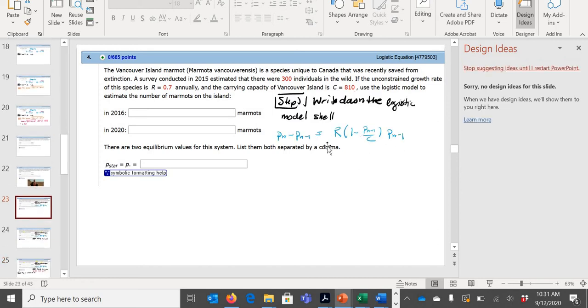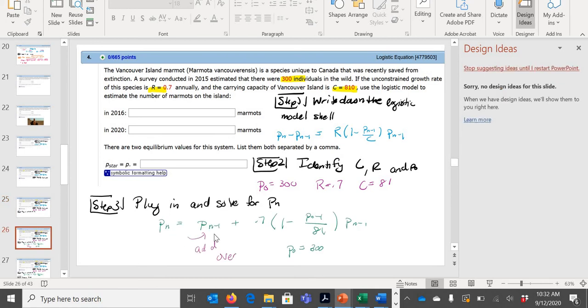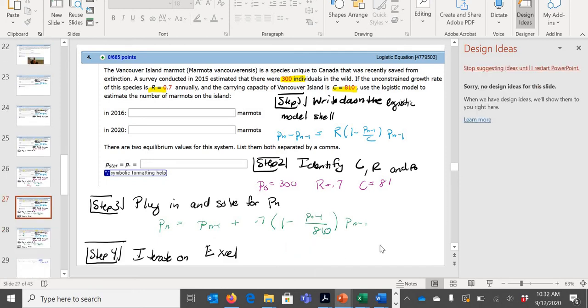So here we go. This is from your book, page 110. That's the formula. You identify the C and the R. There they are. Plug them in. I also know that P0 is 300. So plug in. And the way that the book is thinking of this model is as a difference equation. So they have Pn minus 1 here, so you have to solve for Pn. Bring the Pn minus 1 over, and consider this new model in this way. And then to answer the first question, iterate it on Excel.